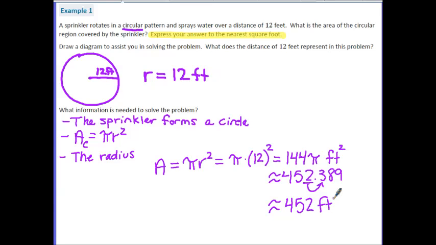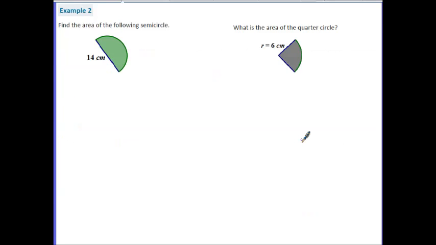452 square feet. The two parts to example 2 are two different problems that you could come across where they don't ask you for the area of a whole circle, but parts of a circle. And so if I was looking for the area of a semicircle, you can see here it is half a circle. So to find the area of this, I would simply take my area and divide it by 2.